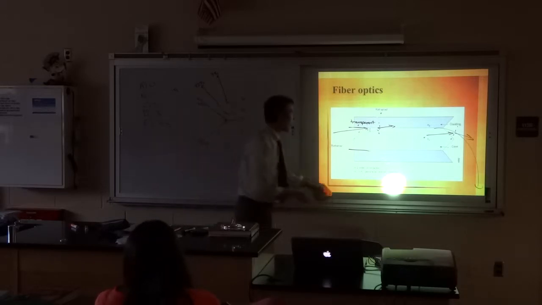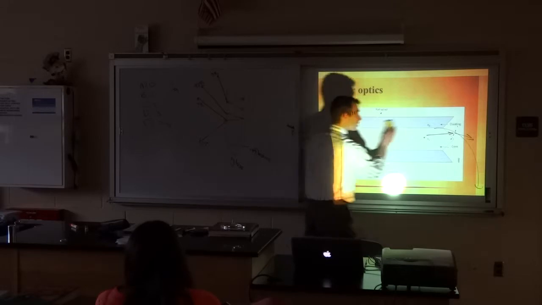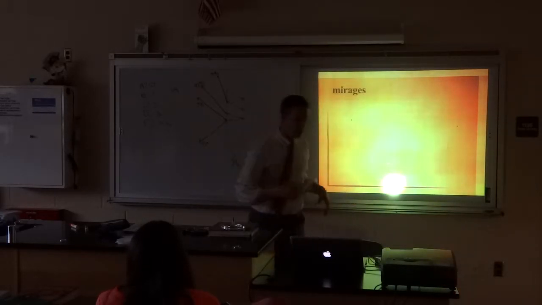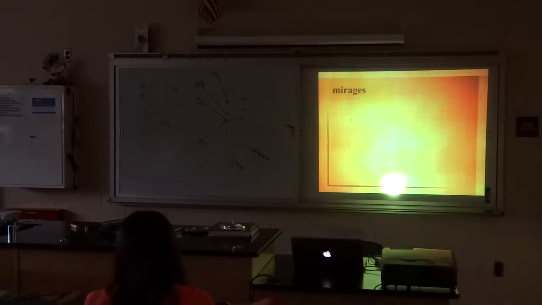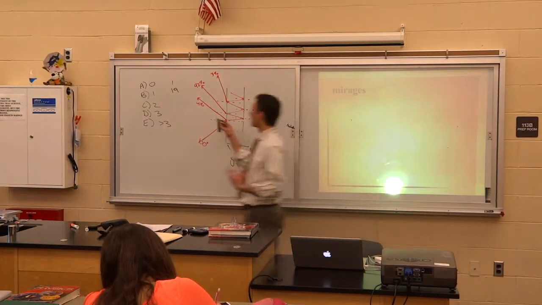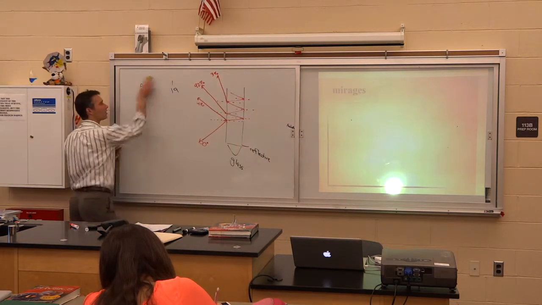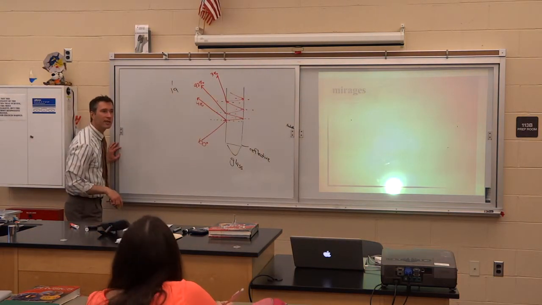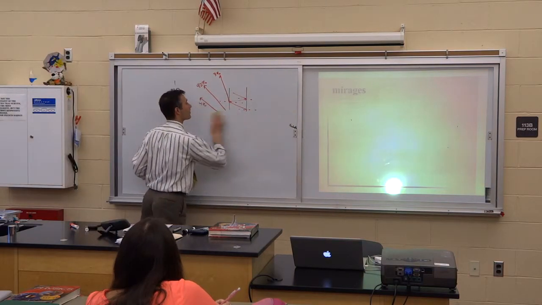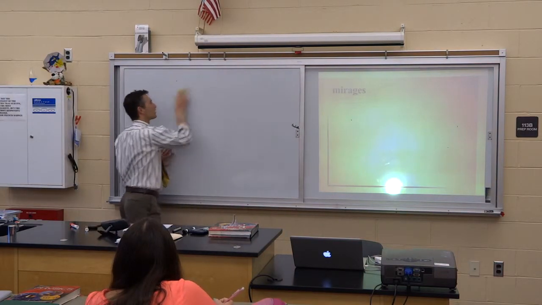Fantastic. So now we actually get to start our true objectives for today, which is to talk about mirages first. So where's the normal place that we see mirages? The desert. There are no deserts in New Jersey. On a road surface, correct. And what does it look like?